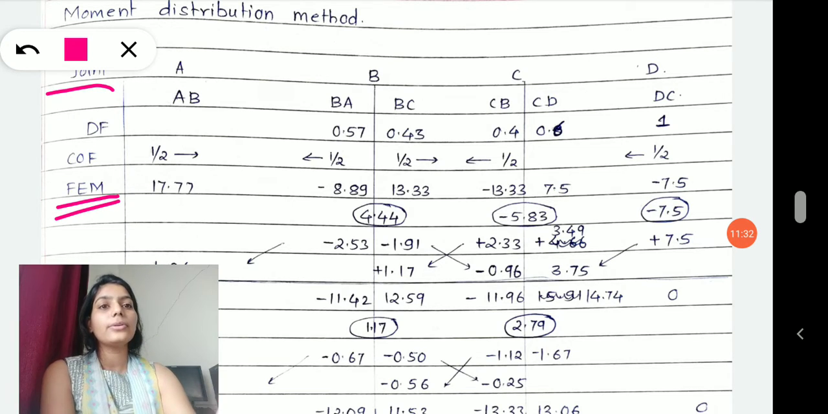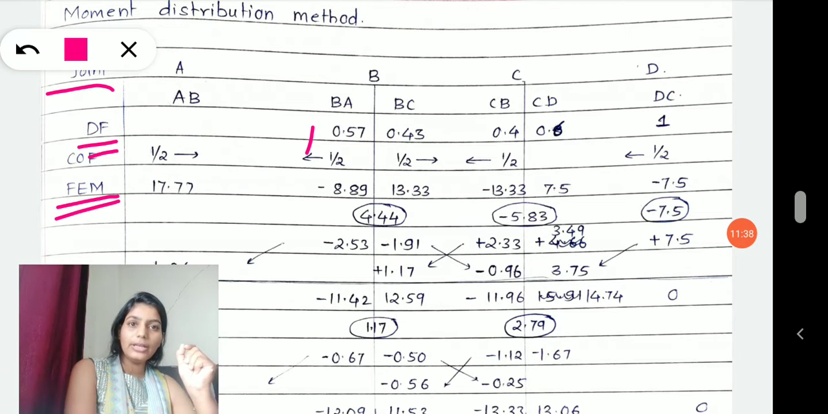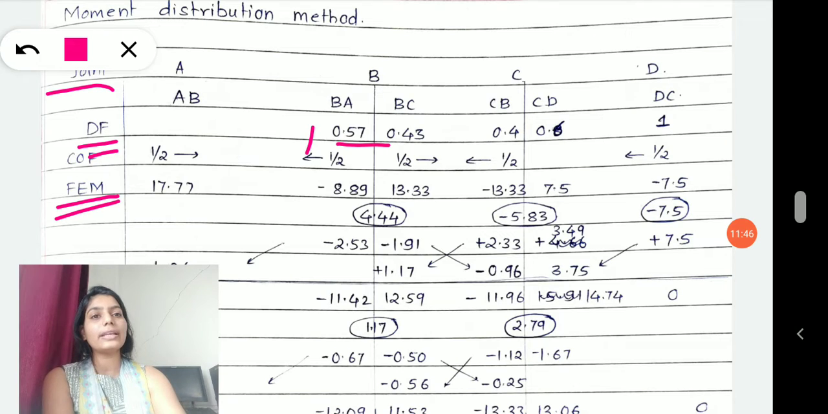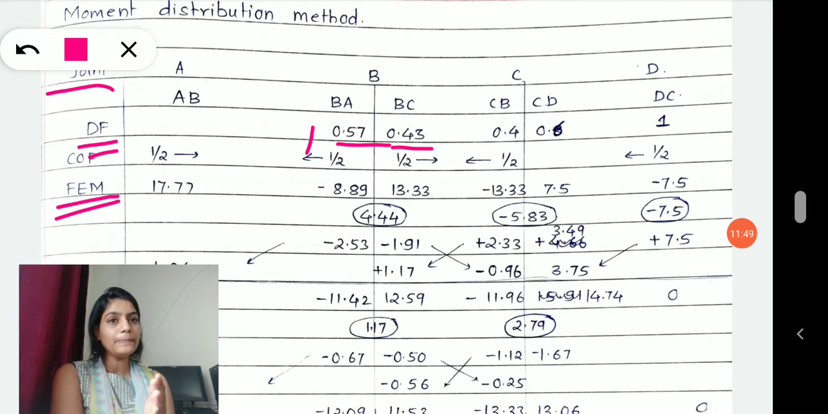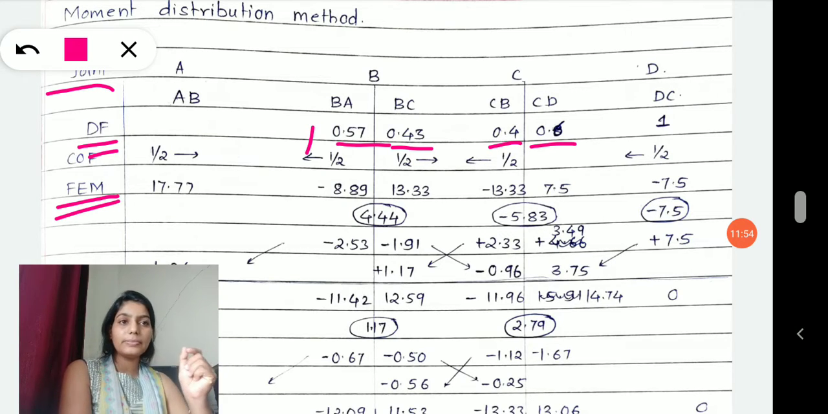Now you have the next parameter here, the distribution factor. We have a table for it. At joints B and C, we come up with the distribution factors 0.57 and 0.43 for joint B, and at joint C you have 0.4 and 0.6, and similarly at joint D, we have taken a distribution factor of 1. The important thing I want you to notice here is that at joint D, we have taken it as 1 because we want to balance the moment taking place at this hinge joint.